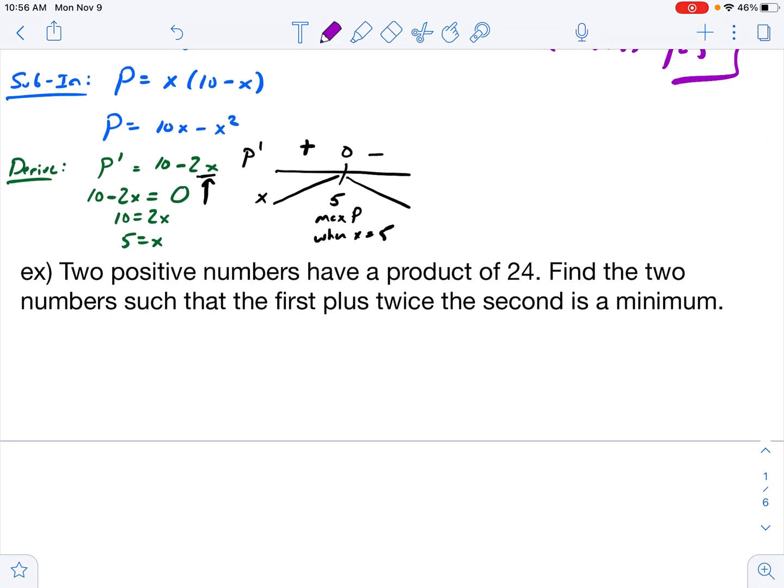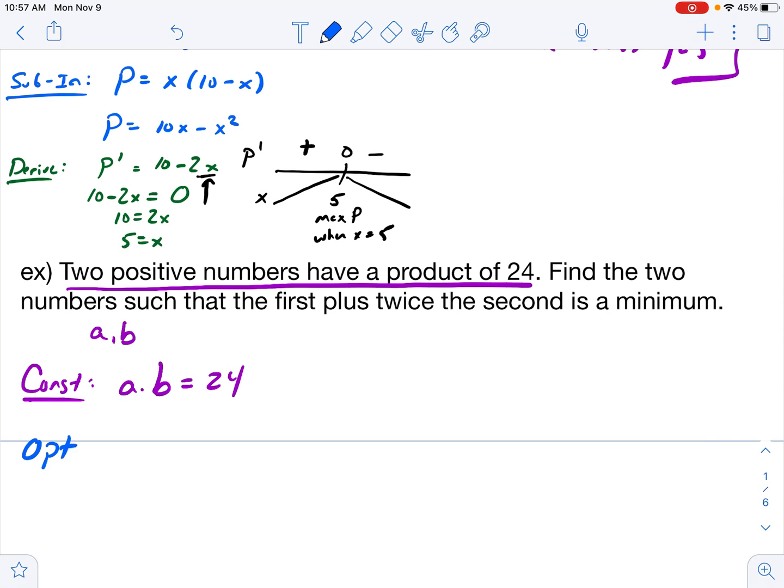Two positive numbers have a product of 24. Find the two numbers such that the first plus twice the second is a minimum. So again, we're looking for two numbers. I'm going to call them A and B here, okay? And what's the constraint? Two positive numbers have a product of 24. So this time we know what they multiply to. So the constraint: A times B is 24 here.